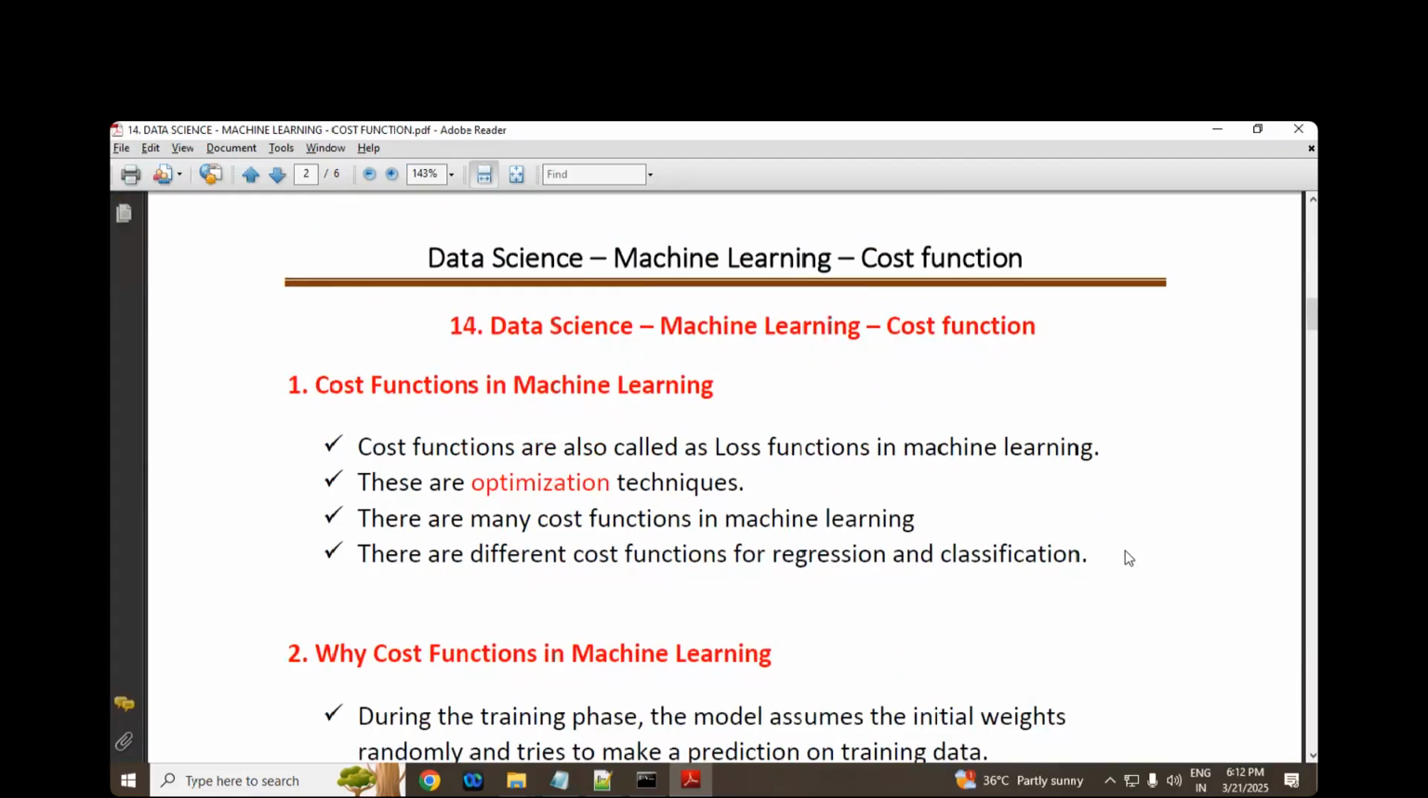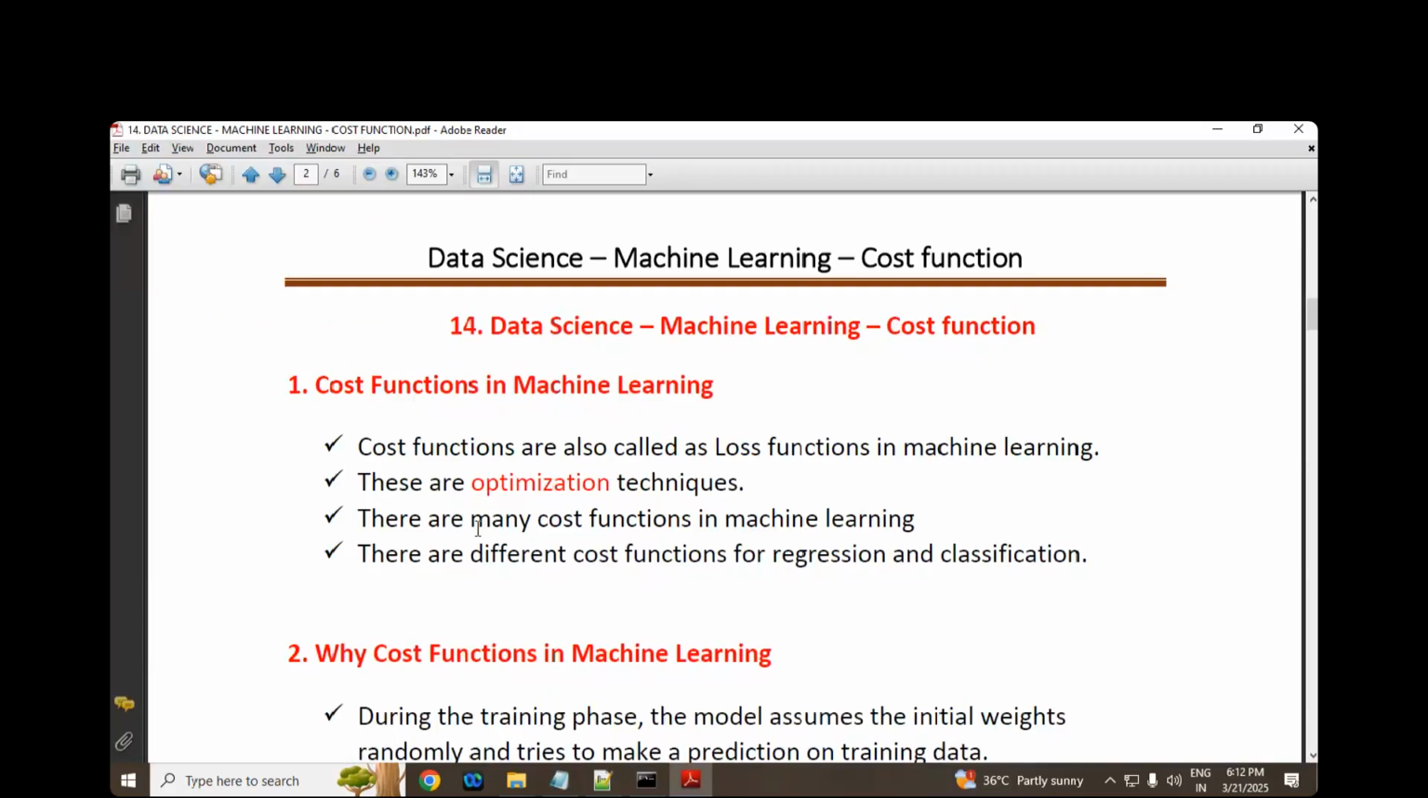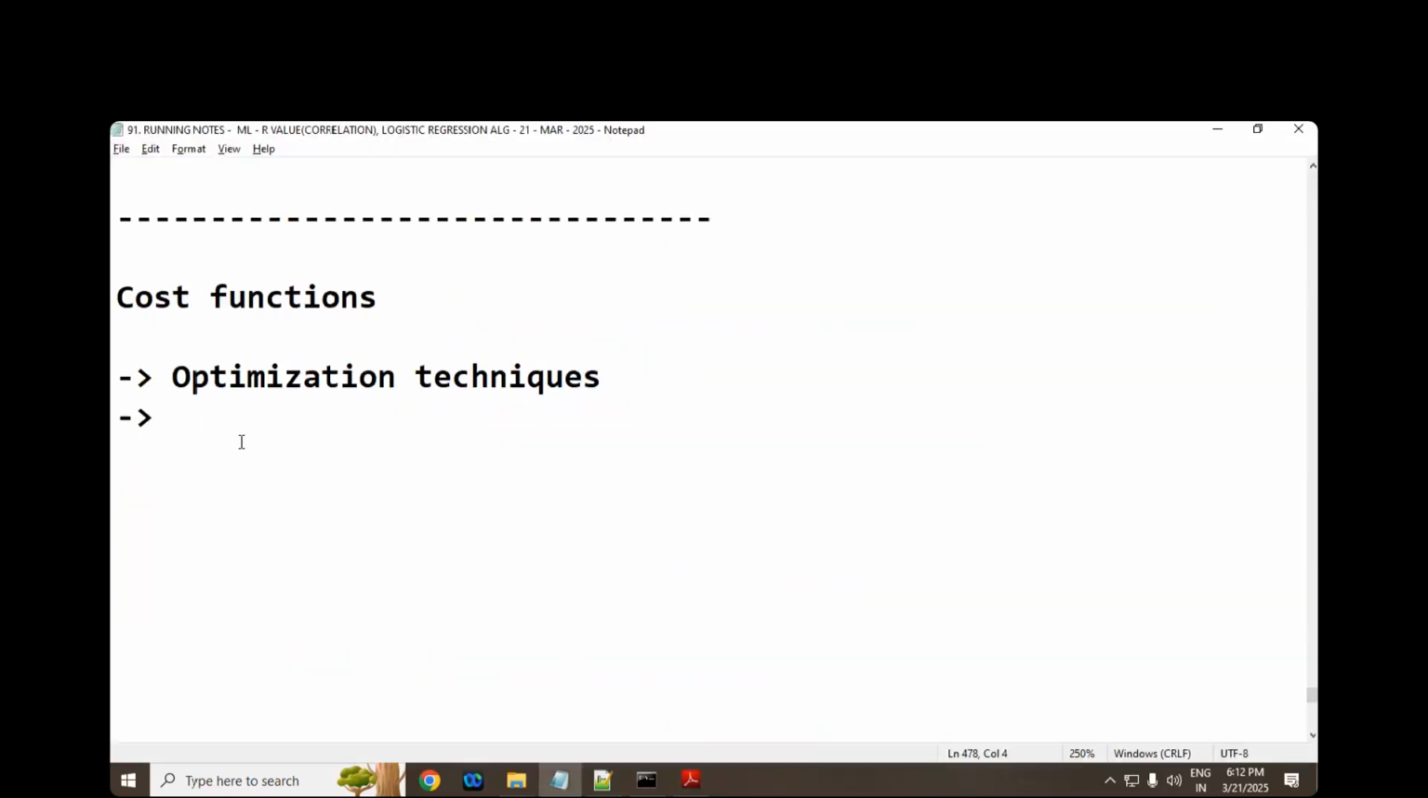What do you mean by optimization? Let me talk with you. There are many cost functions in machine learning. This point I can talk about later. This one let me explain. What do you mean by optimization? Best example: you are traveling in a Hyderabad location, let me talk about the KBHP location.